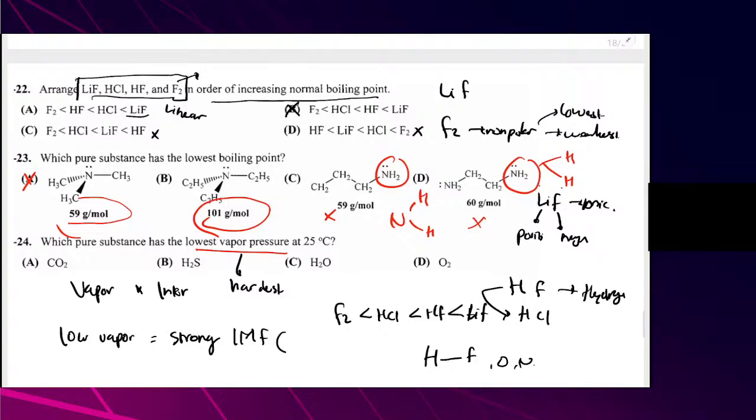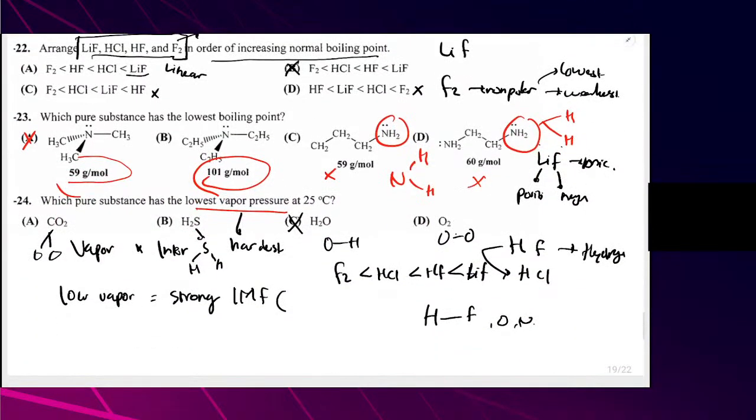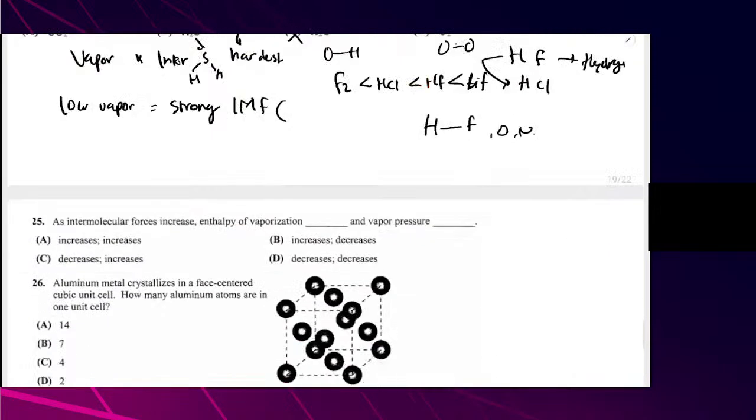So which one has the strongest IMF? H2O has the highest one. Why? Because it has hydrogen bonding. O2 no. H2S no. CO2 no. All right, so now let's move on to another question.